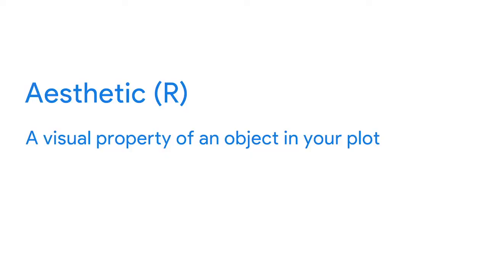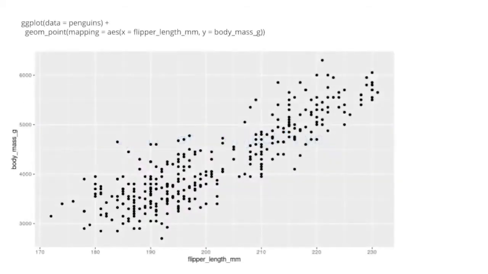In ggplot2, an aesthetic is a visual property of an object in your plot. For example, in a scatter plot, aesthetics include things like the size, shape, or color of your data points. Think of an aesthetic as a connection or mapping between a visual feature in your plot and a variable in your data. We'll talk more about mapping later on.